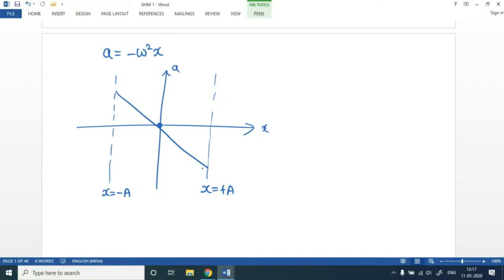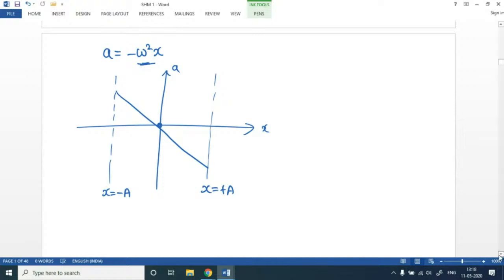Here, according to this relationship, the most important thing to realize is that acceleration is always opposite to displacement from the mean position, that is, it is always directed towards the mean position. So with this information, a is equal to minus omega square x, and v is equal to plus minus omega root under A square minus x square.